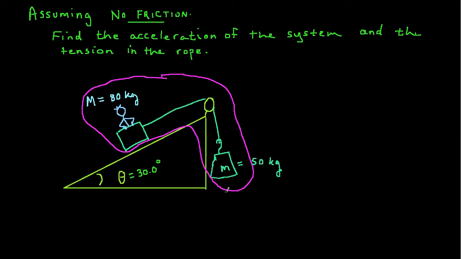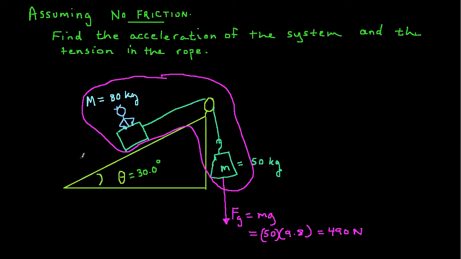Okay, so let's see. This mass is near Earth, so there's going to be a gravitational force acting straight down. So Fg is equal to mg, which is 50 times 9.8, 490 newtons pulling straight down. What else is happening to the system?